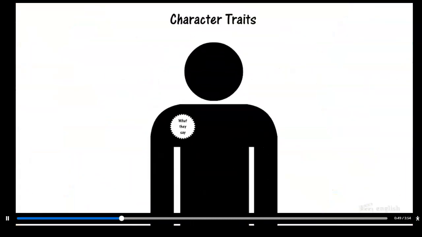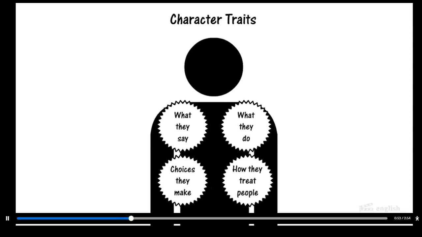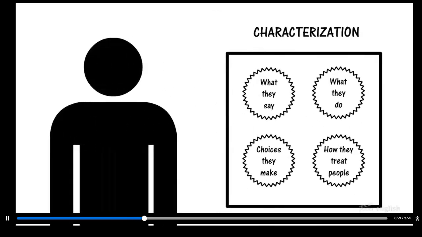Characters are made up of what they say and do. The choices characters make and how they treat people also make up who they are. Those traits equal a characterization, or a complete picture of a character. That picture gives us an idea of the story's theme. Now, let's piece together the puzzle of Ebenezer Scrooge, the main character in Charles Dickens's novel, A Christmas Carol.